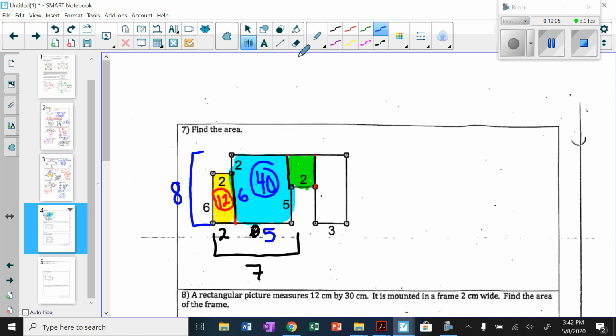The base is 2. The height is not 5. The total height is 8 and the bottom's 5, which means this green rectangle has a height of 3. 3 times 2 is 6.